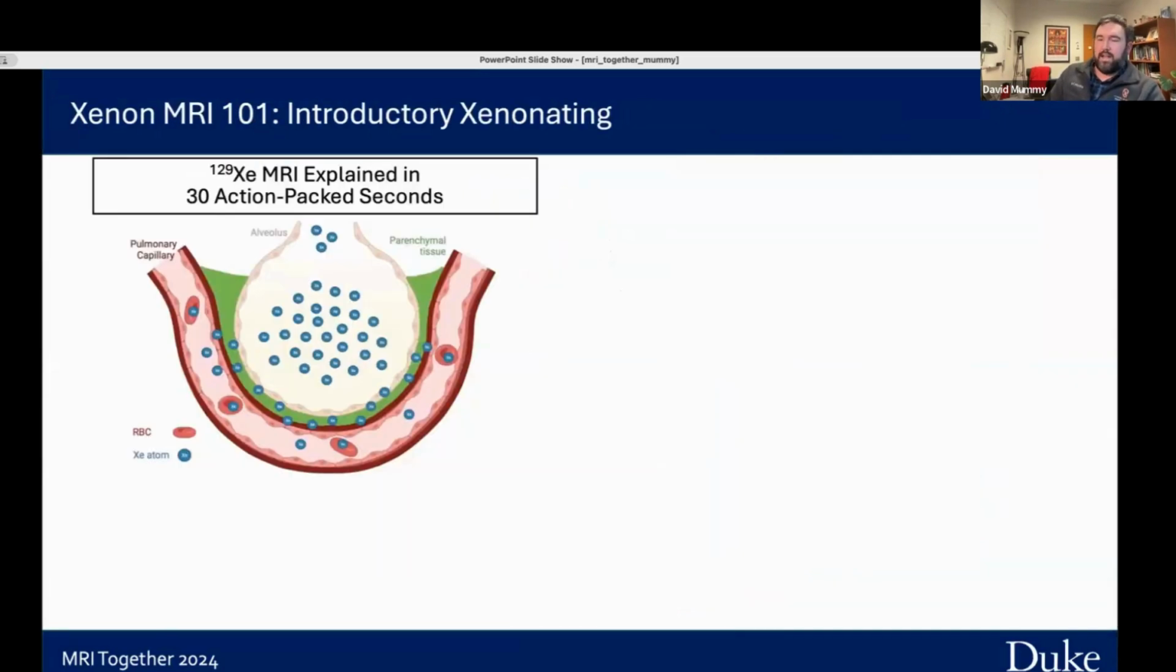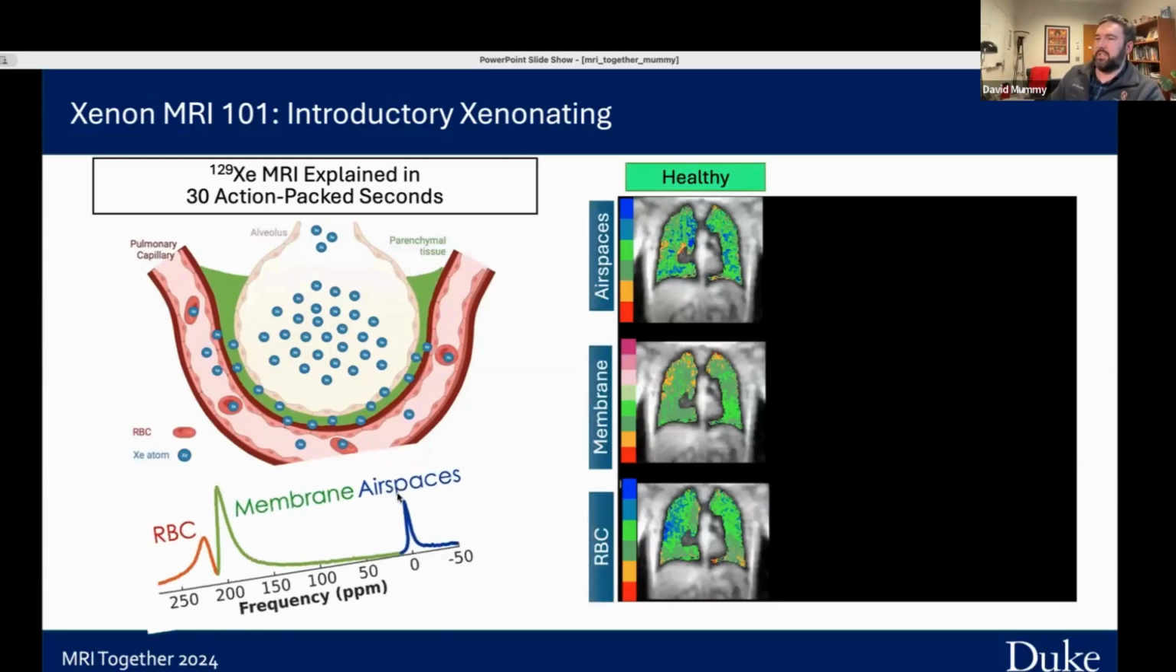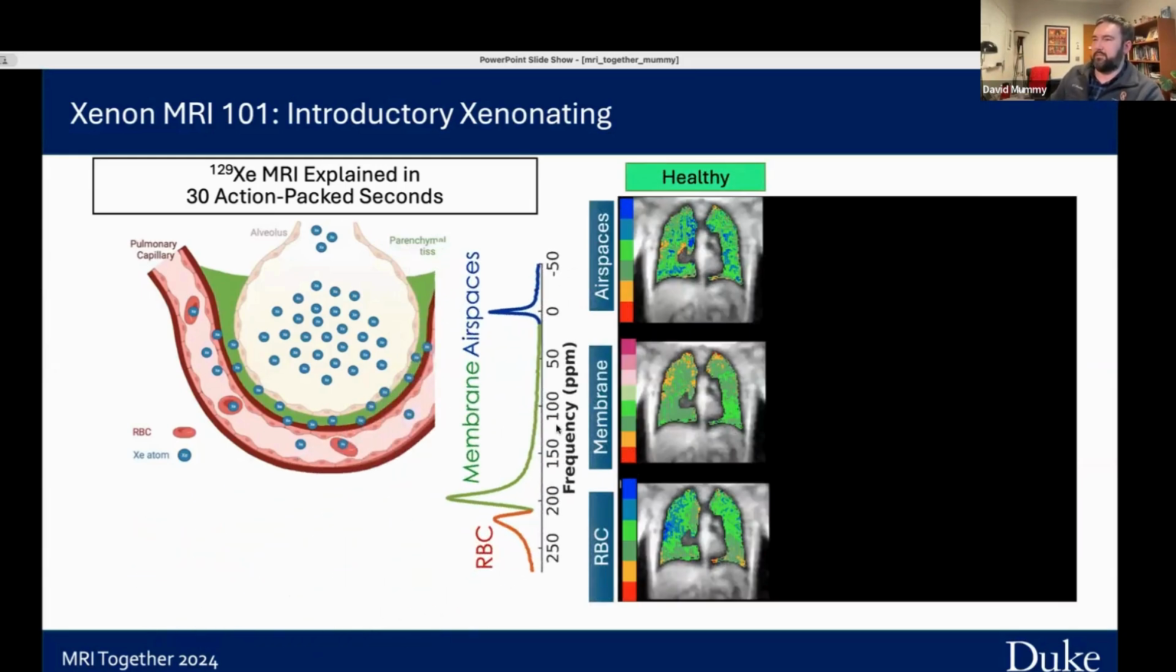But the secret sauce of xenon in particular is that when the gas is inhaled into the alveolus here, it gets absorbed into the tissue and then into the red blood cells, and it undergoes a distinct frequency shift in the RBC, what's called the membrane, the tissue compartment, and in the air spaces. So we can actually decompose those through the magic of technical things and get separate color binned images from the ventilation, membrane, and RBC compartments.